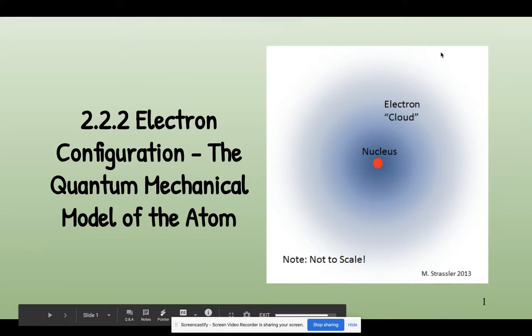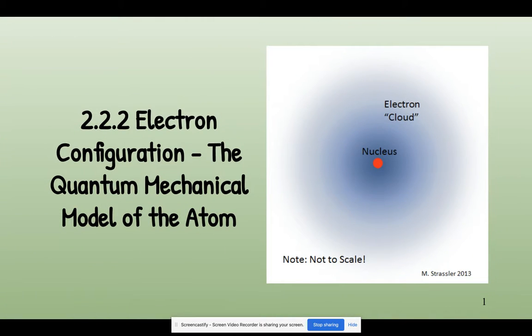Hi, this video is going to take you through the quantum mechanical model of the atom, how that has improved upon the Bohr model of the atom, and how that leads us into understanding and applying electron configuration.